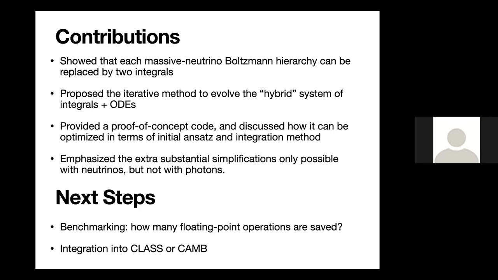So the next steps: first we want to do a proper benchmarking, right? We want to count how many floating point operations are actually being saved for a given target accuracy. And after this, we want to integrate our solver into CLASS or CAMB, simply because solving cosmological perturbation theory is just one step in the whole pipeline, among other steps like MCMC sampling, calculation of the spectra, and so on and so forth. So if we do the integration, we will make our algorithm more readily available to the community.